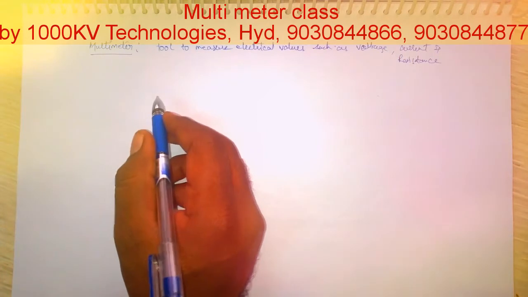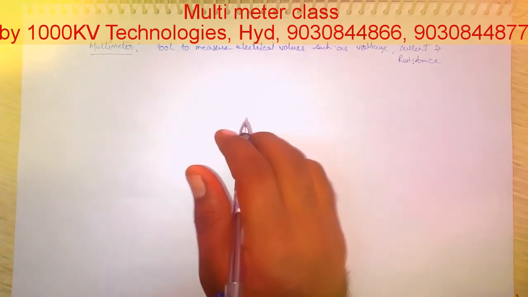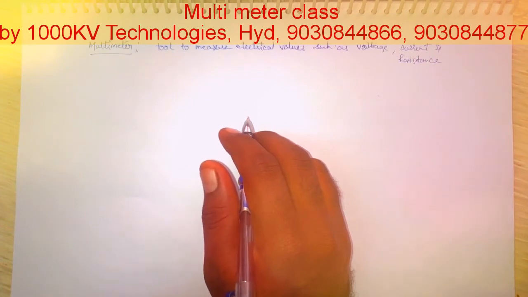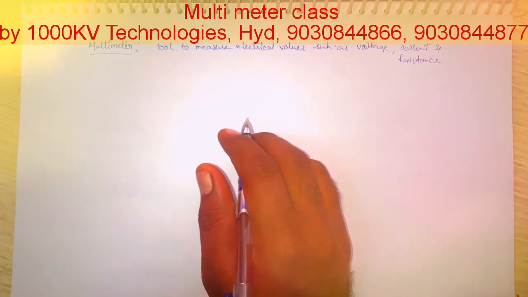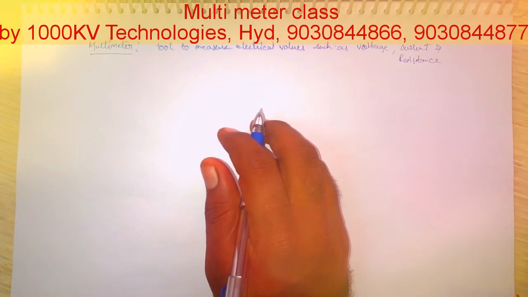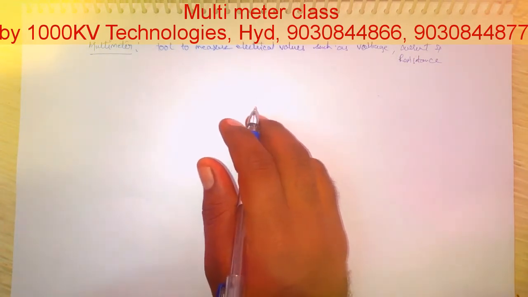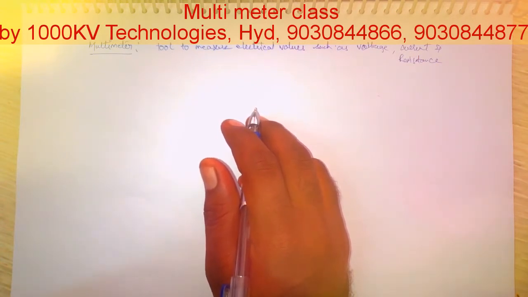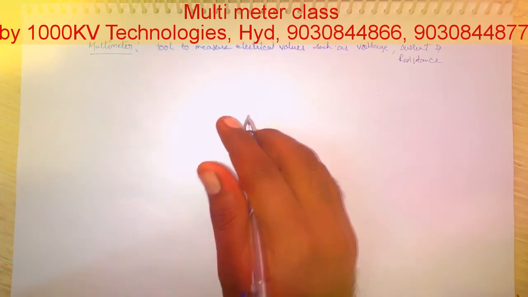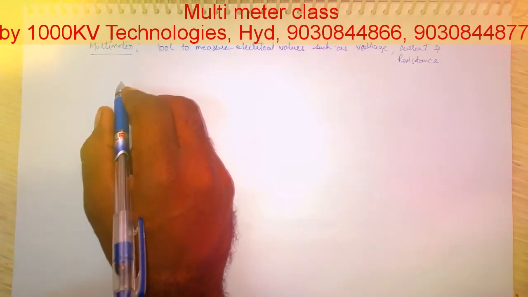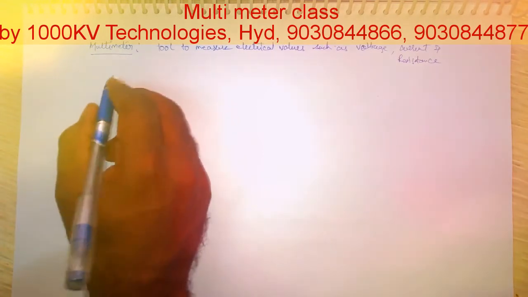Coming to types, long ago there were analog multimeters which have less accuracy and less readability. So with the advancement in technology, digital multimeters came into existence by overcoming the drawbacks of analog multimeters. These digital multimeters have greater accuracy and reliability. These digital multimeters are user friendly.